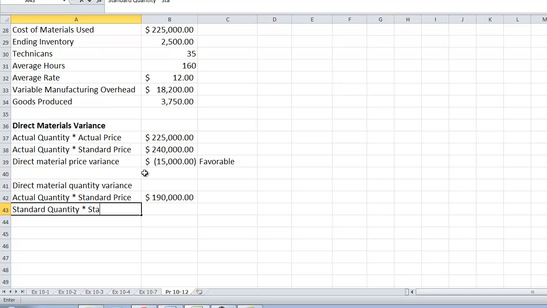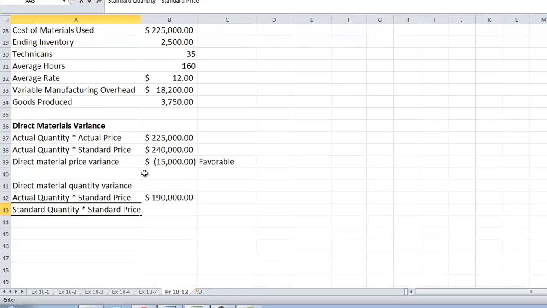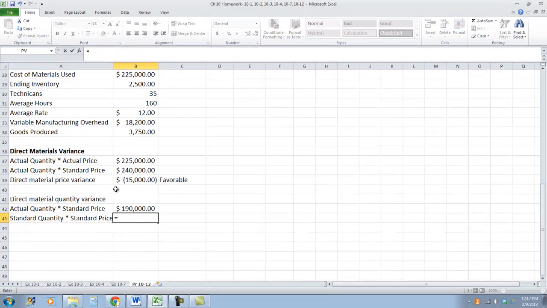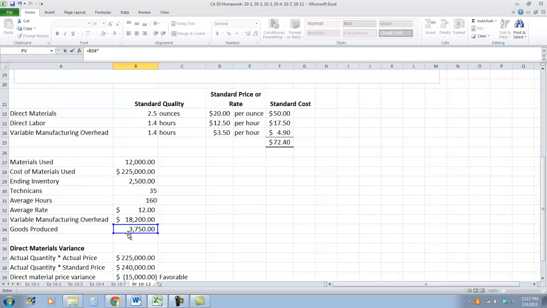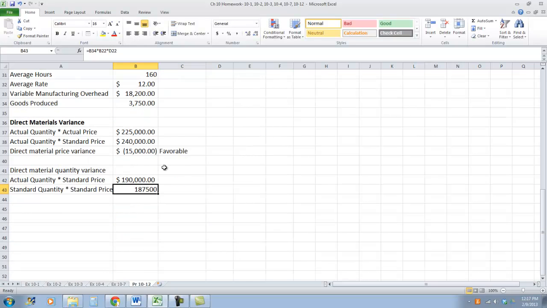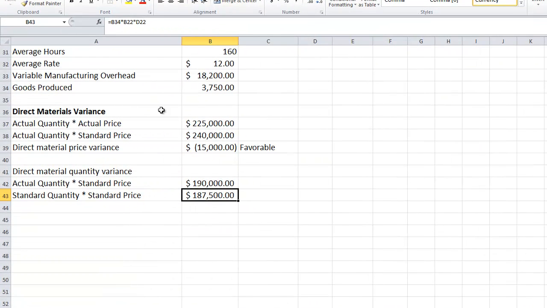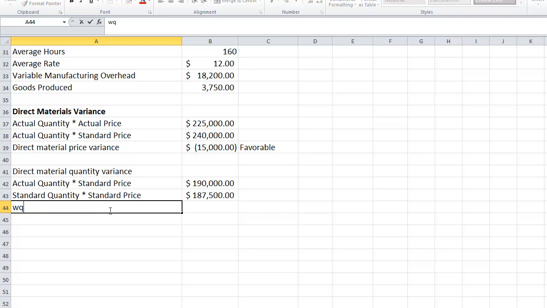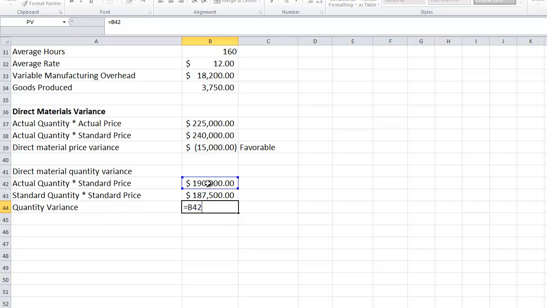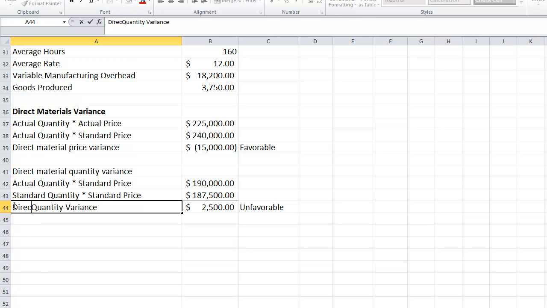So now we're going to use standard quantity times standard price. We produced 3,705 units. We should use 2.5 ounces, and we multiply that by $20. So our quantity variance equals actual minus standard, and that's unfavorable. And this is direct materials.